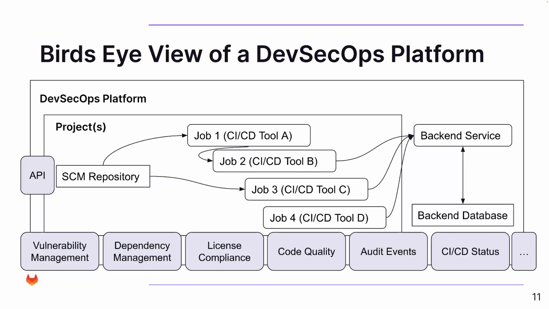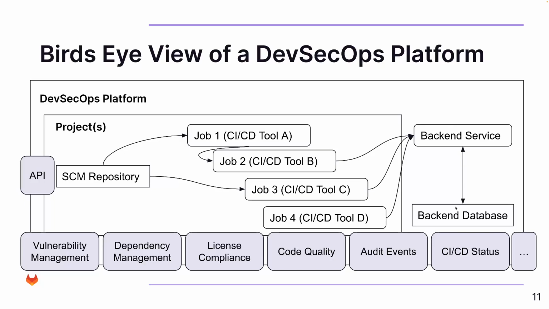And these jobs run on the software, so they take the code that's stored in this SCM repository, run on this code, and then produce report artifacts, which are then digested by a backend service and stored in the backend database. For example, you can have a static analysis tool that's searching for security vulnerabilities, and then you would have a CI/CD tool that's running in the context of a job and producing a vulnerability report that's then digested by the backend service and stored in the database as a sort of historical record.